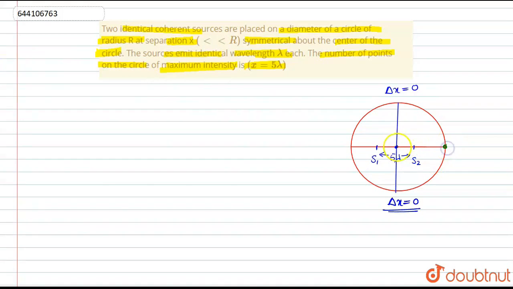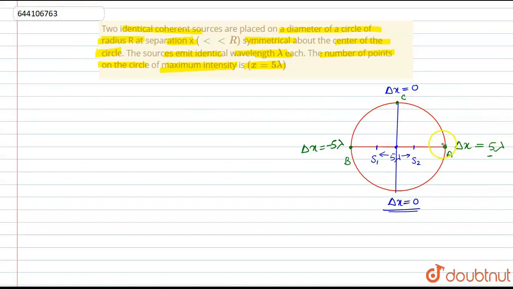At this point, the path difference delta x is equal to S1A minus S2A, let this point be point A, which is equal to the distance between S1 and S2, which is 5 lambda. So the path difference is 5 lambda. And similarly, at this point, the path difference delta x is equal to minus 5 lambda, right? So from this point to this point, let this point be point C. From C to A, we have 0 order to the 5th order, right?